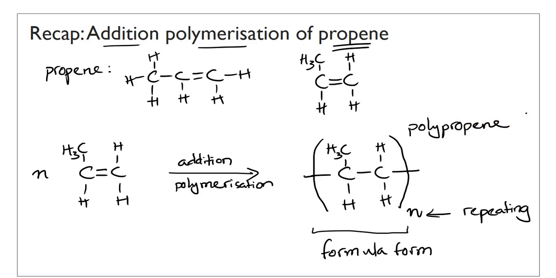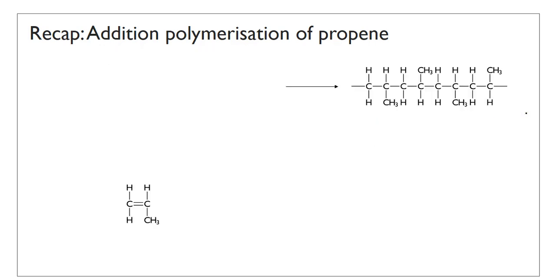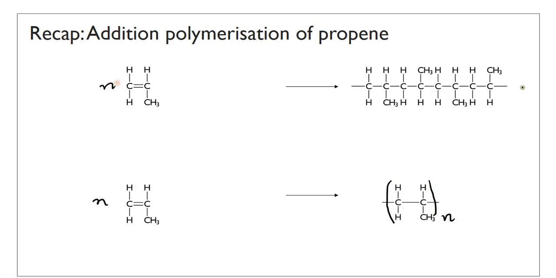Okay. Now I do want to show you another form. So this is the first one. This one I just drew before. So this is when you show the formula. But there is another way that you can draw, and I wouldn't do it unless the question specifically asks for it, and that is this form. This is when the question asks you to draw a section.